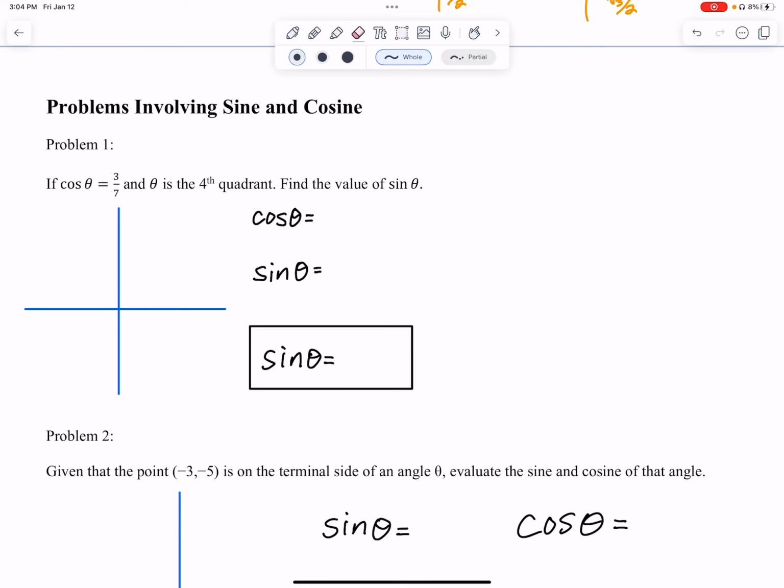In this video, we are going to work a few problems involving sine and cosine just to kind of get our hands around it a little bit more. Okay, so it says if cosine of theta is 3 over 7 and theta is in the fourth quadrant, find the value of sine theta.